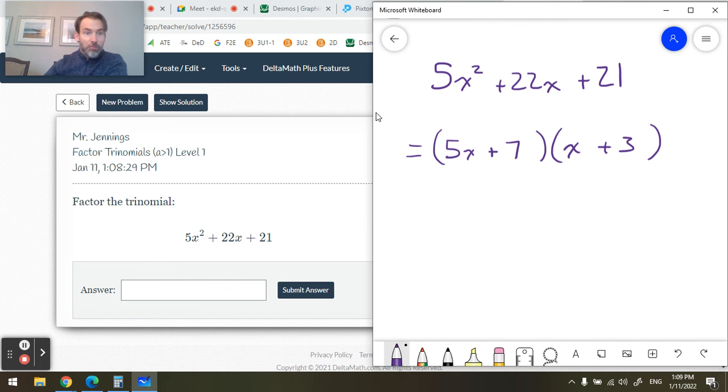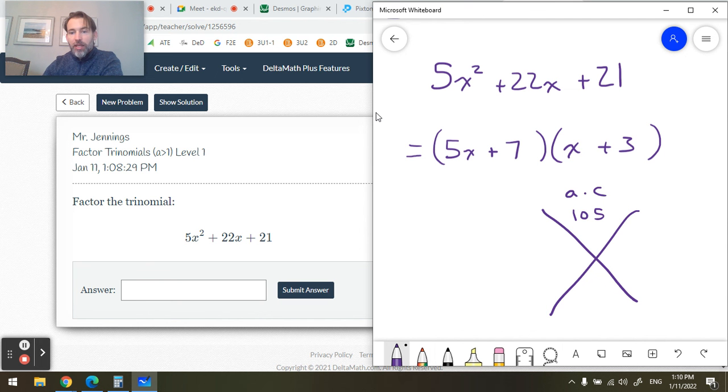Okay, but I can do that because my number sense is good. If your number sense isn't so good, then what you do is you create an X game for yourself. Okay, and you say A times C up here. So 5 times 21 gives me 105. And then down here is B, so 22. I'm looking for numbers that add to 22 and multiply to 105. 105 is 15 times 7. 15 times 7 will do it.